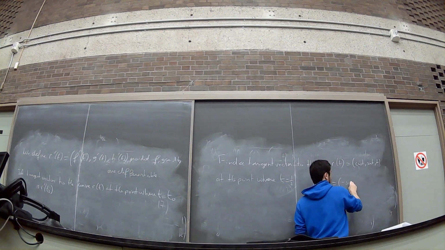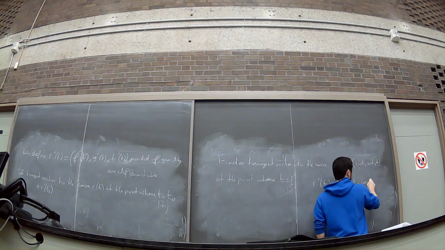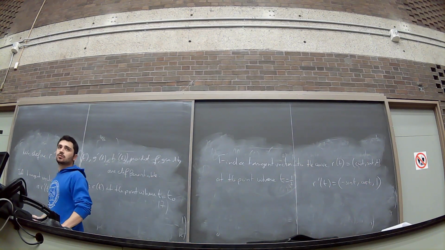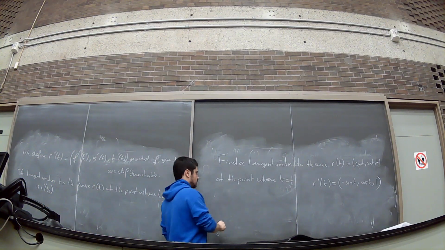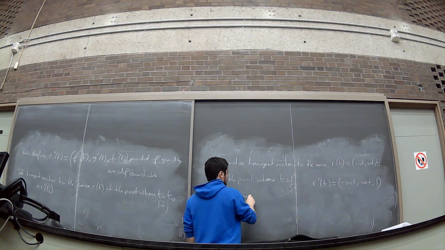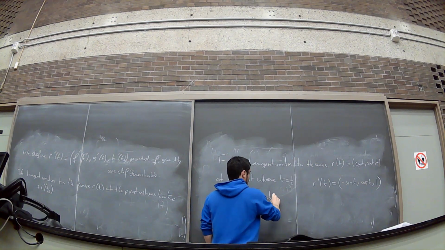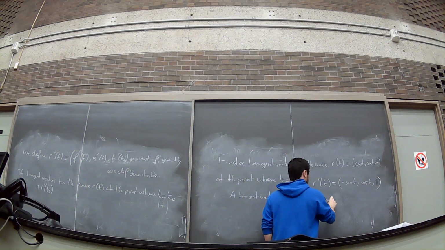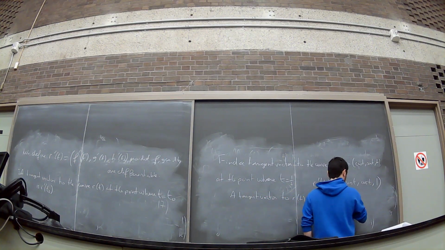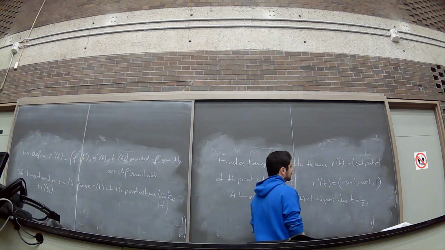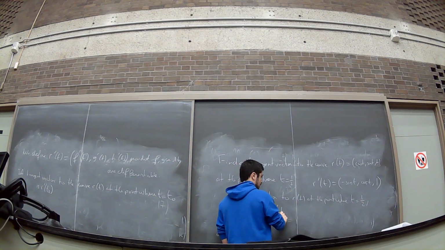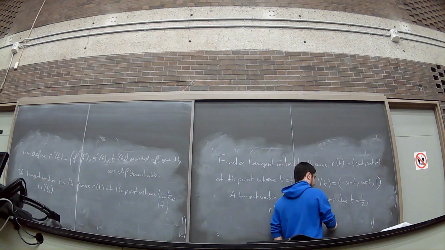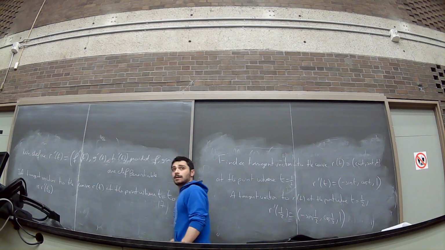It is (-sin t, cos t, 1). A tangent vector to the curve r(t) at the point where t is equal to 1/2 is r prime of 1/2. It's (-sin 1/2, cos 1/2, 1). I picked the best one for 3. Okay?